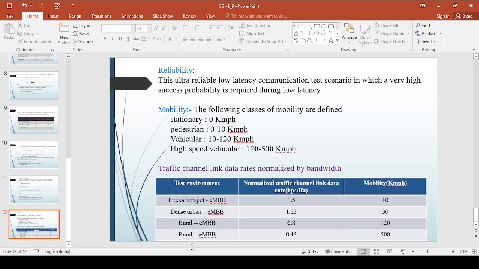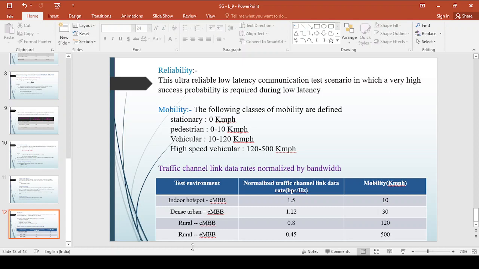Now coming to the dense urban, the normalized channel link data rate is 1.12 bits per second per hertz, and the mobility will be 30 km per hour. That means it will come under the state of vehicular. Now in the rural test environment, the normalized traffic channel link data rate is 0.8 bits per second, and the mobility will be 120. That is high speed vehicular. Again under rural we have one more class, 0.45 bits per second normalized traffic channel link data rate, and the mobility will be 500. For different mobilities, the normalized traffic channel link data rate will vary.